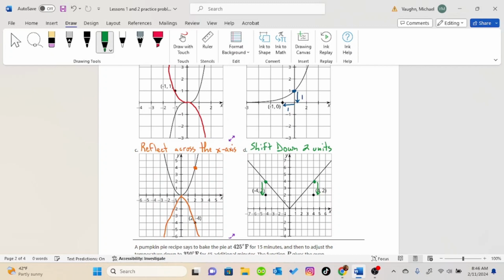So we can say that we're shifting if we're moving it up and down, left or right. And we can say that we're reflecting across the y-axis if we're flipping it sideways, or reflecting across the x-axis if we're flipping it upside down.